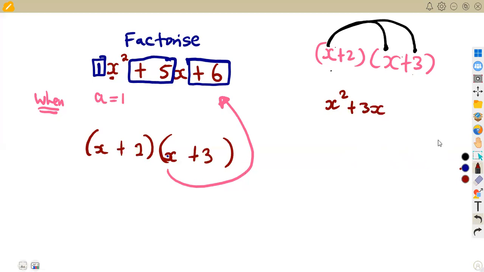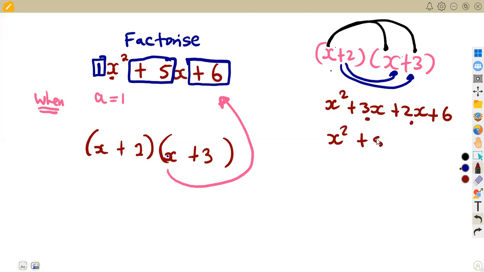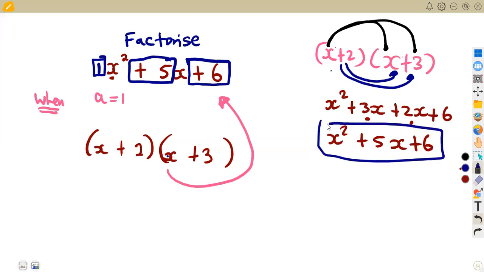You are done with this part, and you move on to 2. The plus 2 multiplies everything. It multiplies x, so it's going to be plus 2x. Then we move on to plus 2 and plus 3. If you multiply plus 2 and plus 3, that is going to be a plus 6. If we add our like terms, 2x and 3x, that is going to be 5x plus 6.